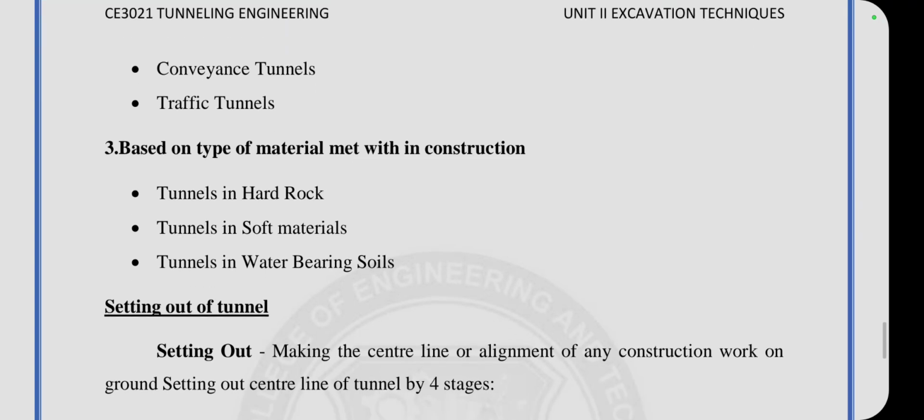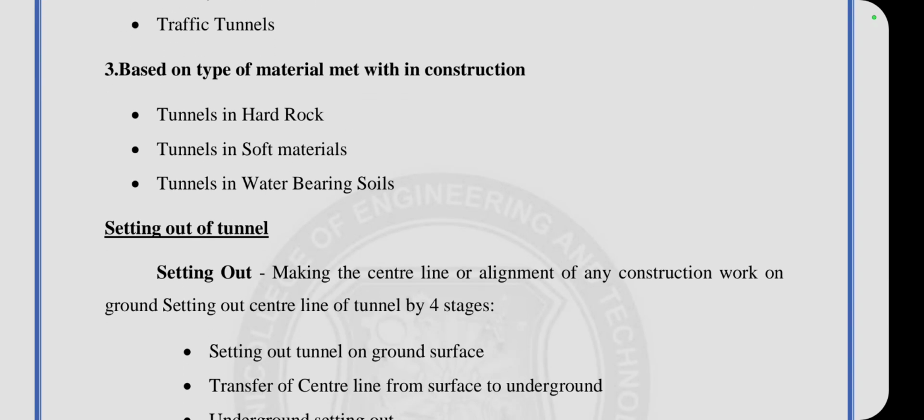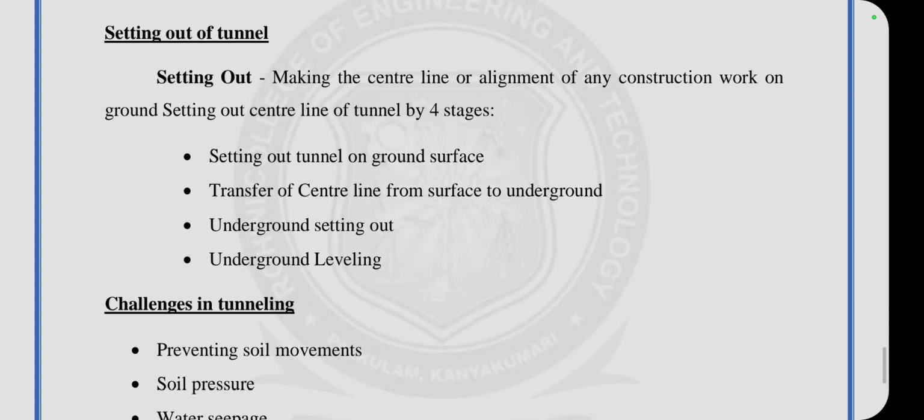Then next is based on the type of material in the construction. The first one is hard rock, then soft material, then water bearing soil, then setting out of the tunnel.